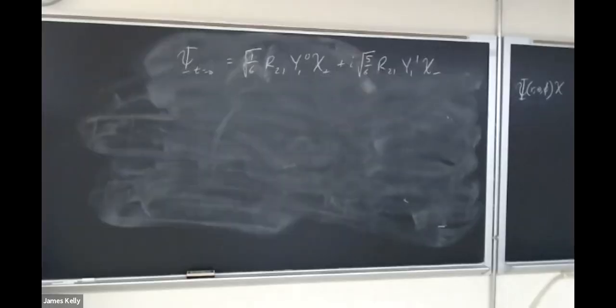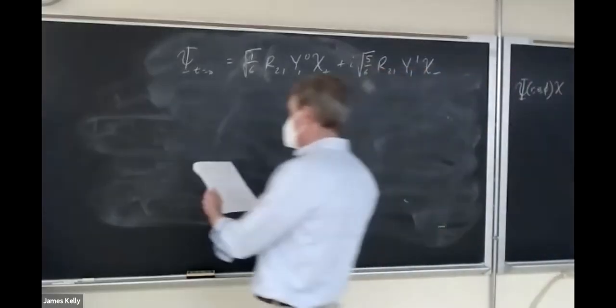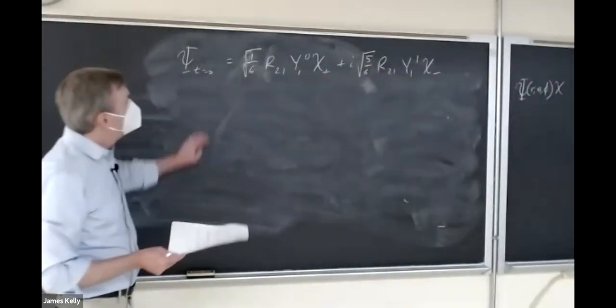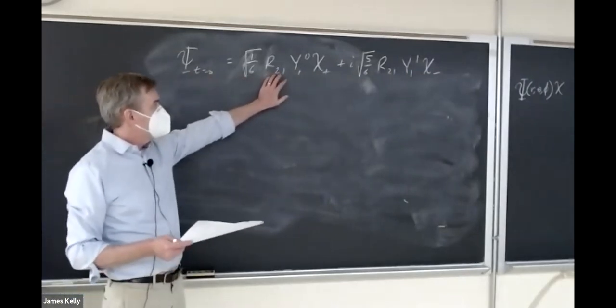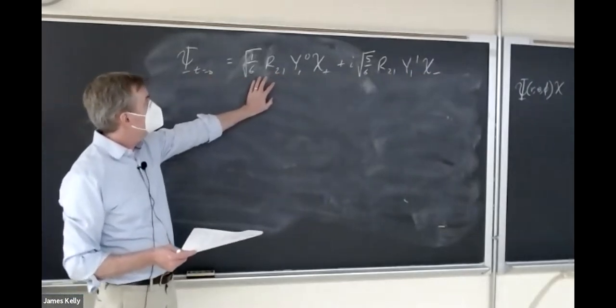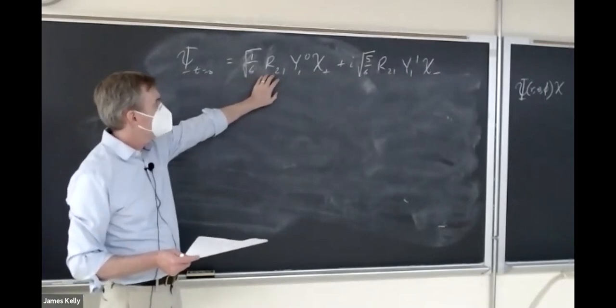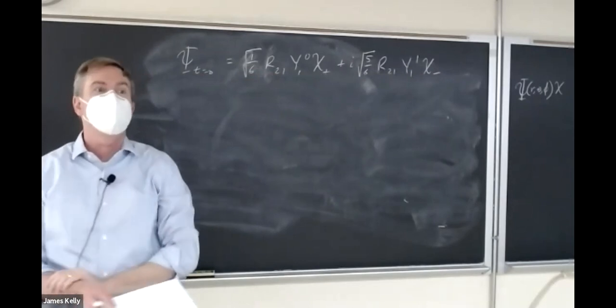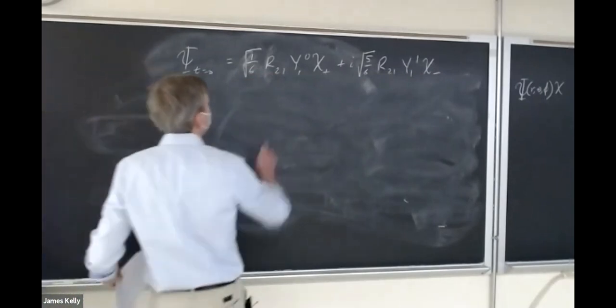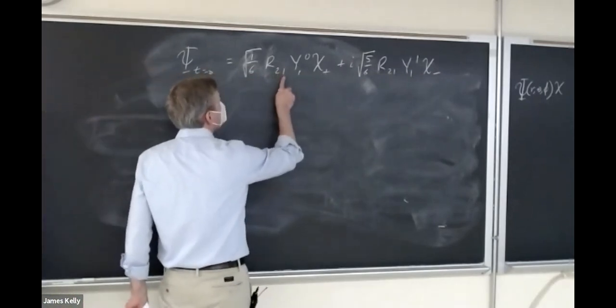Okay, looks like some of you are done, so let's go through them together. Here I've just rewritten what you're given at the top of part 3, where they factored out the R21, but that just means that you're in the state R21. That means n equals 2, l equals 1.